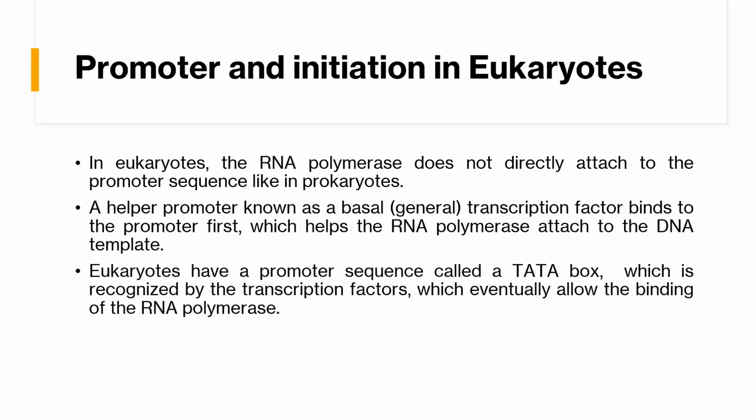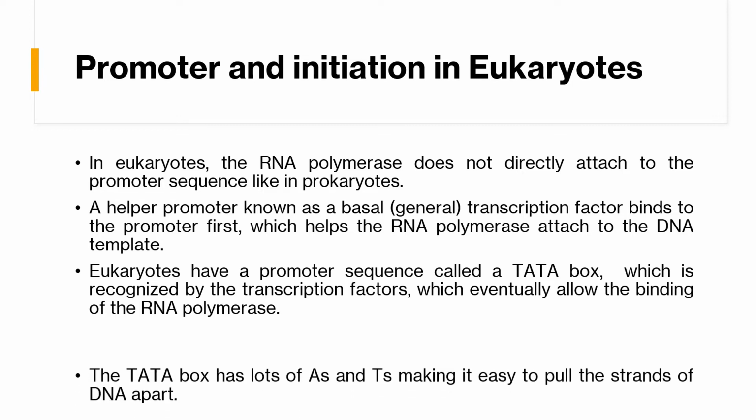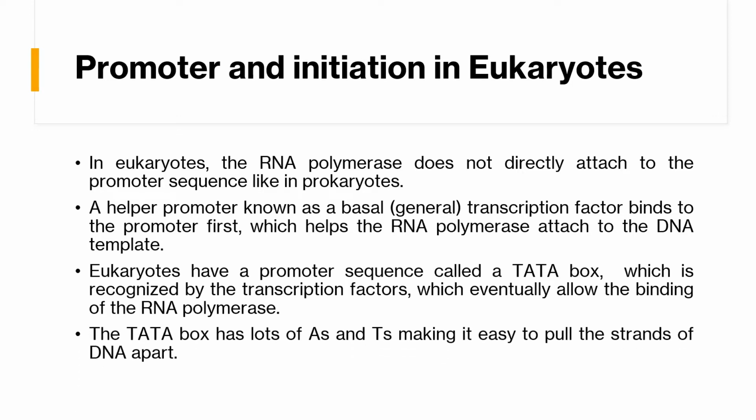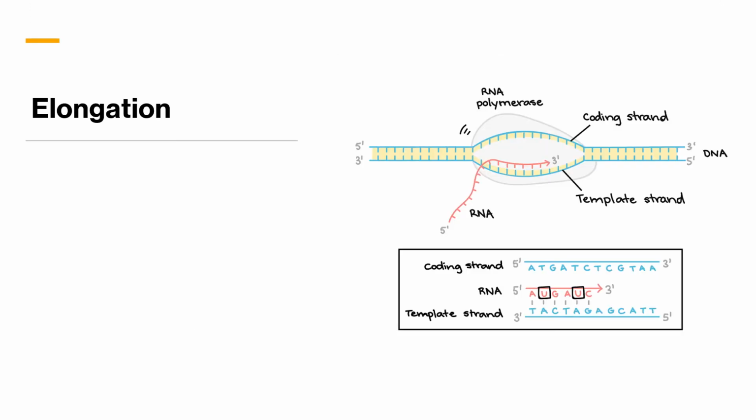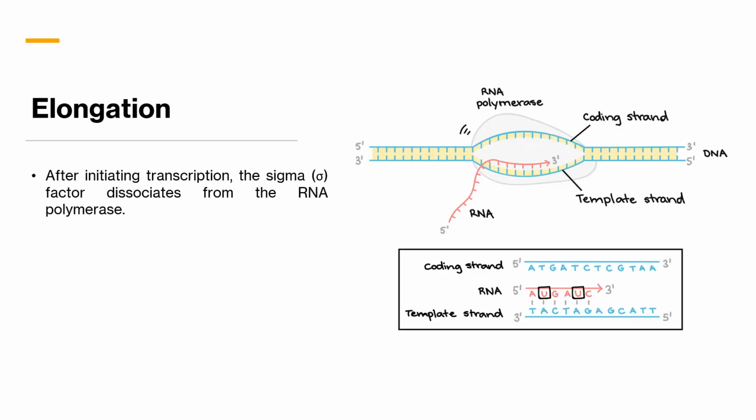Eukaryotes have a promoter sequence called the TATA box, which is recognized by transcription factors, which eventually allow the binding of RNA polymerase. The TATA box has lots of A's and T's, making it easy to pull the strand of DNA apart.